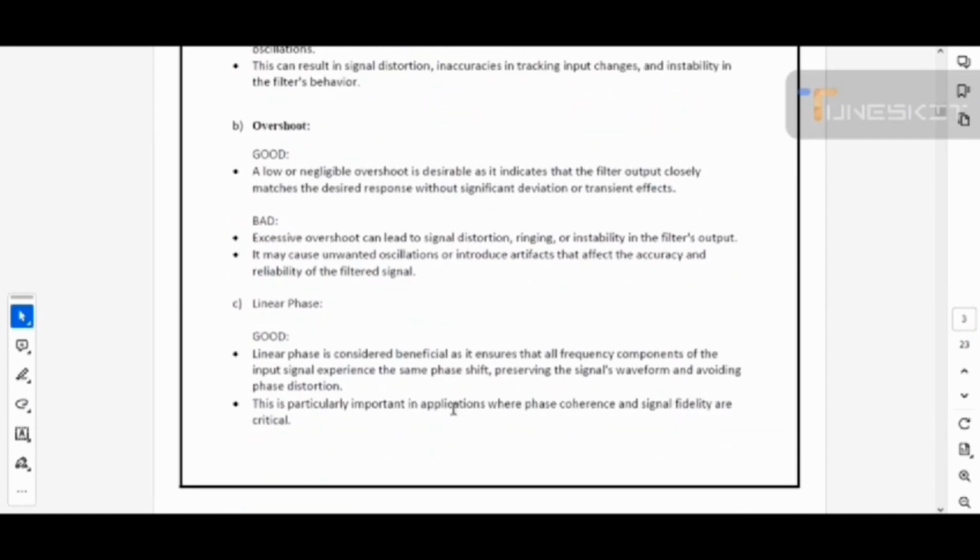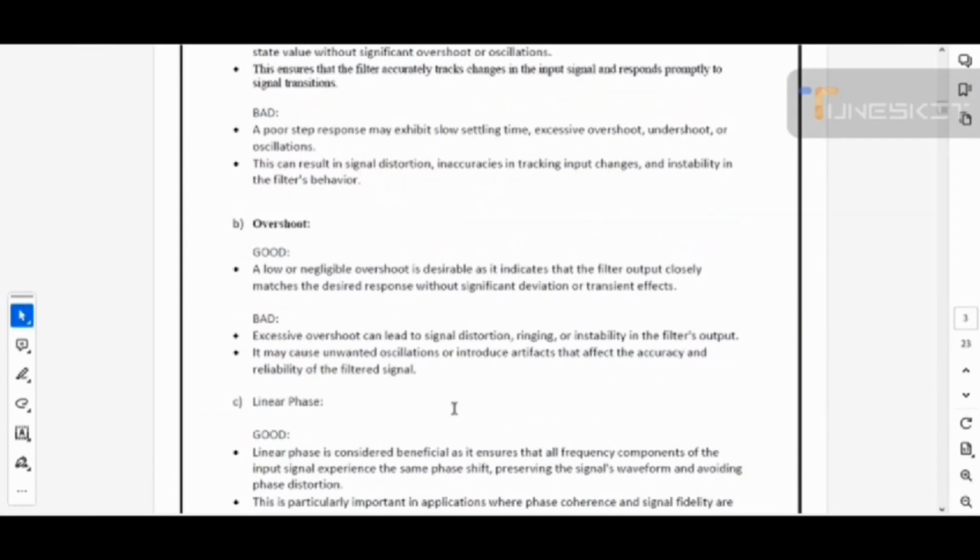Now coming to the overshoot. A low or negligible overshoot is desirable, and it indicates that the filter output is matching the desired response. And a bad overshoot, that is excessive overshoot, can lead to signal distortion and ringing and all that.